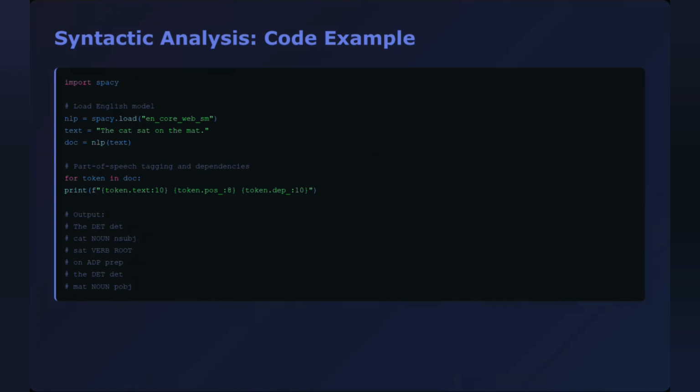Let's see this in Python using spaCy, which has excellent syntactic parsing capabilities. We load the English language model, process our sentence, and then extract the dependencies. Each token has a part of speech tag and a dependency relation. Notice how cat is marked as nsubj, nominal subject, and mat is pobj, object of preposition. This tree structure is exactly how computers understand sentence grammar. This is super important for applications like grammar checkers, machine translation, and even voice assistants that need to understand command structure.